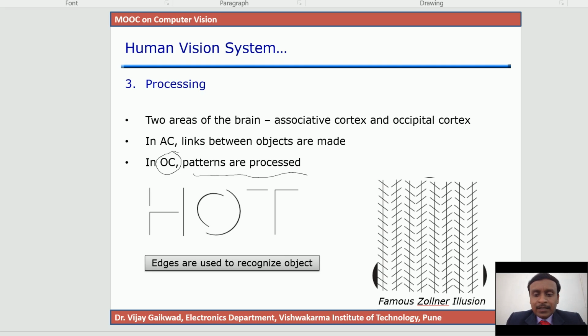And in the occipital cortex, the patterns are processed. There is a famous illusion called the Zollner illusion. Some lines are drawn, and we can easily observe that these lines are not parallel, because there is a large distance over here and a small distance in this region. Again, the distance over here is small and over here is large. In reality, these statements are false. All the lines marked vertically are parallel lines, and they are equidistant from one another. But because of the processing of the brain, the lines seem to be unparallel. So most of the information is processed and interpreted by the human brain, but it may or may not be correct. There are certain limitations of the human vision system, and therefore there is a necessity of a computer vision system where such drawbacks are eliminated to some extent and the accuracy is improved.